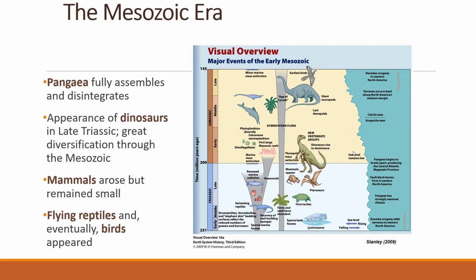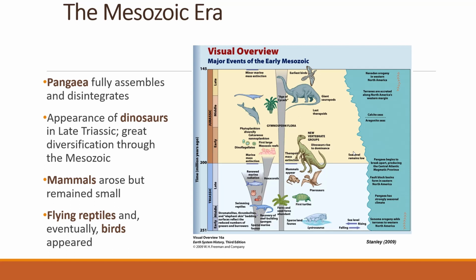So the Permian ends the Paleozoic, and then we move into the Mesozoic. The Mesozoic is middle life. It is probably one of the more common eras that people know about because it is where we have the Triassic, Jurassic, and Cretaceous. During this time, Pangea finishes assembling and disintegrates. We have the appearance of dinosaurs in the late Triassic. They have great diversification throughout the Mesozoic, and then they die off at the end of the Cretaceous.